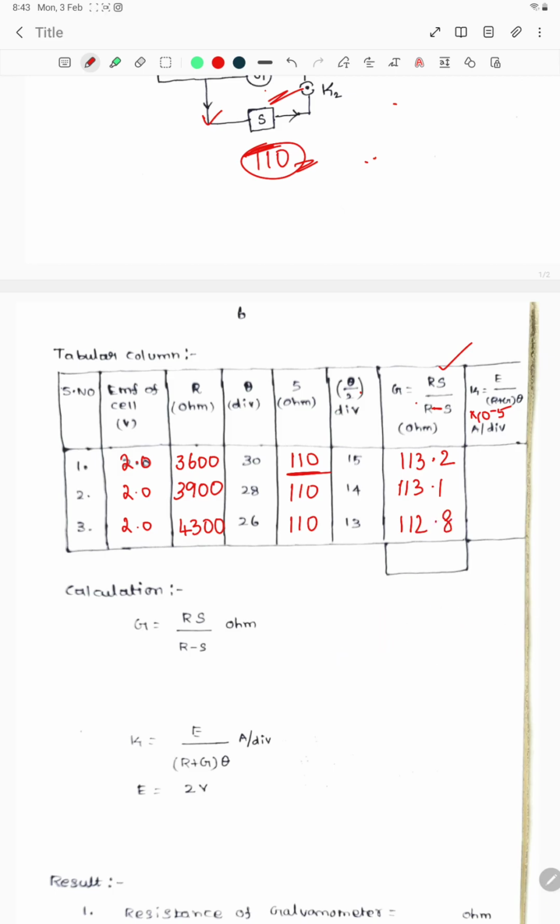Okay, so once it is done, you will take the mean value. Once again, how to calculate the mean value? The mean value will be 113.2 plus 113.1 plus 112.8 divided by 3, since 3 readings are there. If 4 readings are there, you will divide by 4. Okay. So, in the calculator, what you will do is, see.